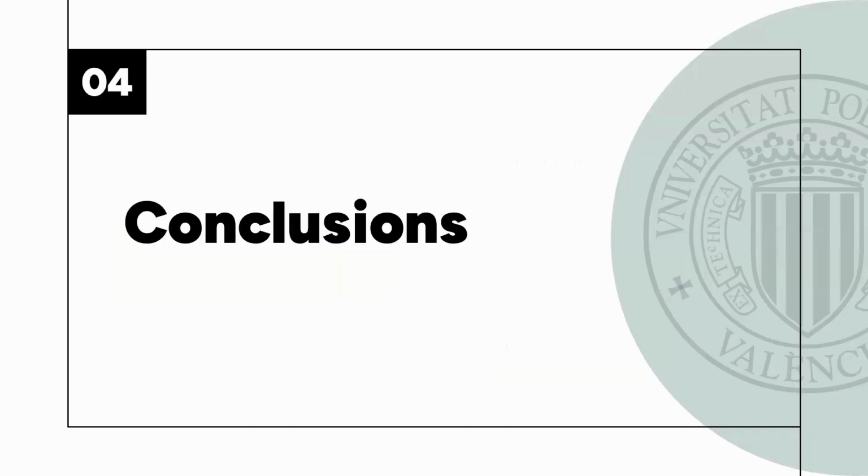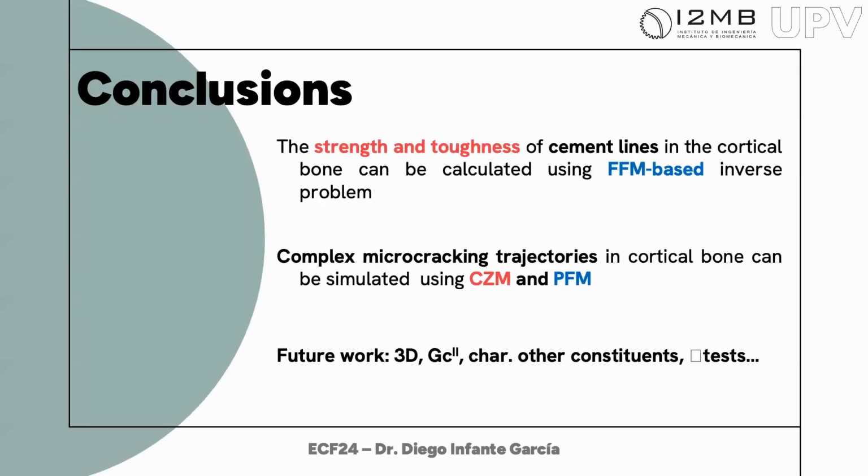Just the main conclusions. We have proposed a methodology to calculate the strength and toughness of the cement lines in the cortical bone using a finite fracture mechanics inverse problem. We have also been able to simulate the complex microcracking trajectories in cortical bone using cohesive zone models and the phase field model. As future work, we have a lot coming from the 3D problem, the introduction of the mode 2 toughness, and the characterization of the constituents of the microstructure of the bone.